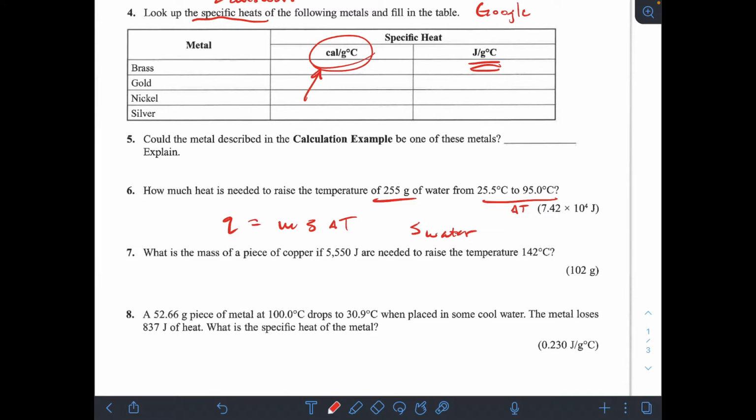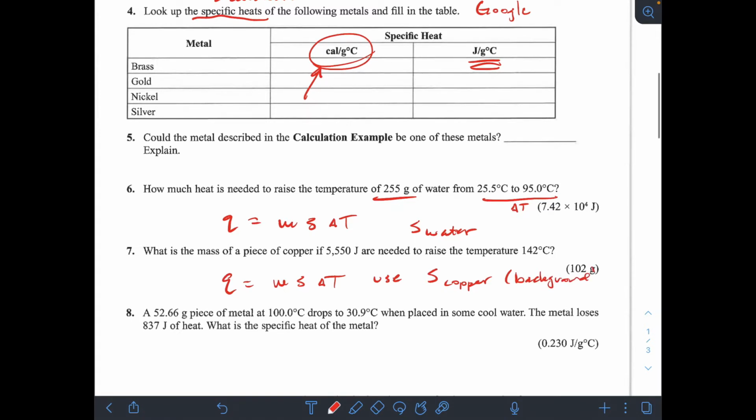Question 7 is another Q equals m s delta T question. This time you're going to use the specific heat of copper that you find in the background, and then you're going to solve the equation for mass. So you're going to rearrange this equation to solve for the mass.